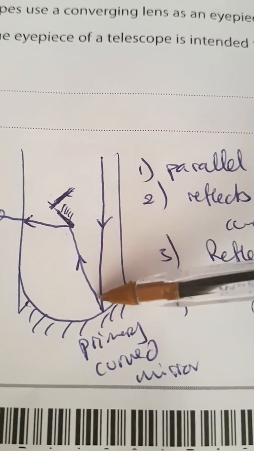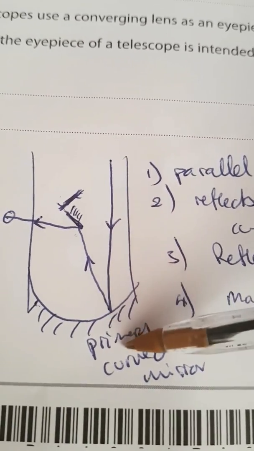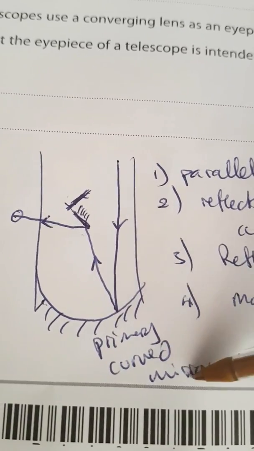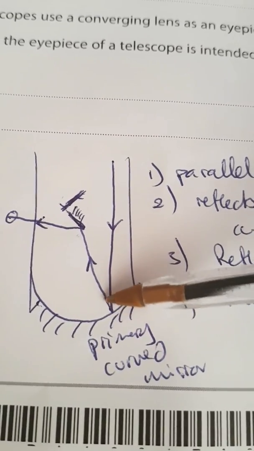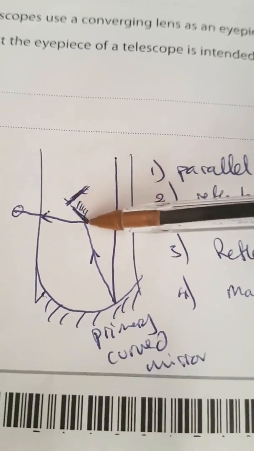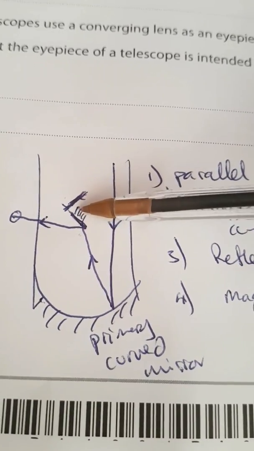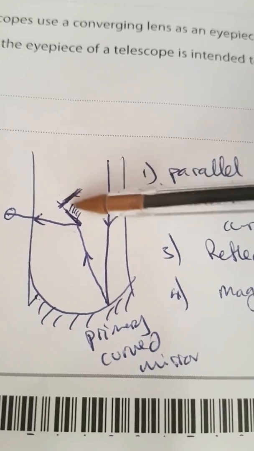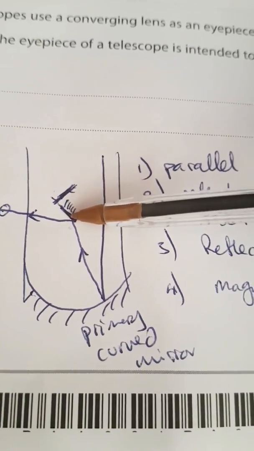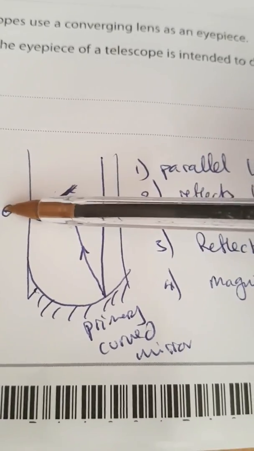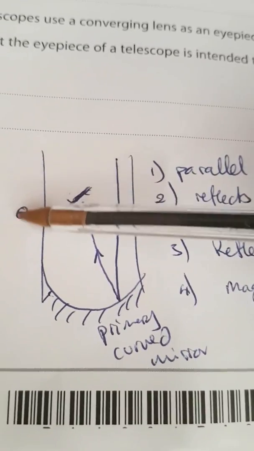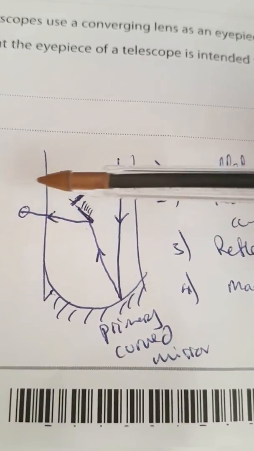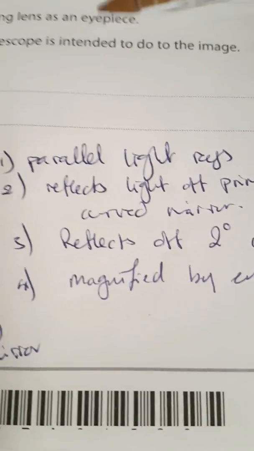This light ray will reflect off the curved primary mirror, and then it's going to reflect off the secondary plane mirror. A plane mirror is a mirror that's absolutely flat, straight and smooth. And then it will go through the eyepiece, and the job of the eyepiece is to magnify the image to make it bigger. That's what I've explained here.